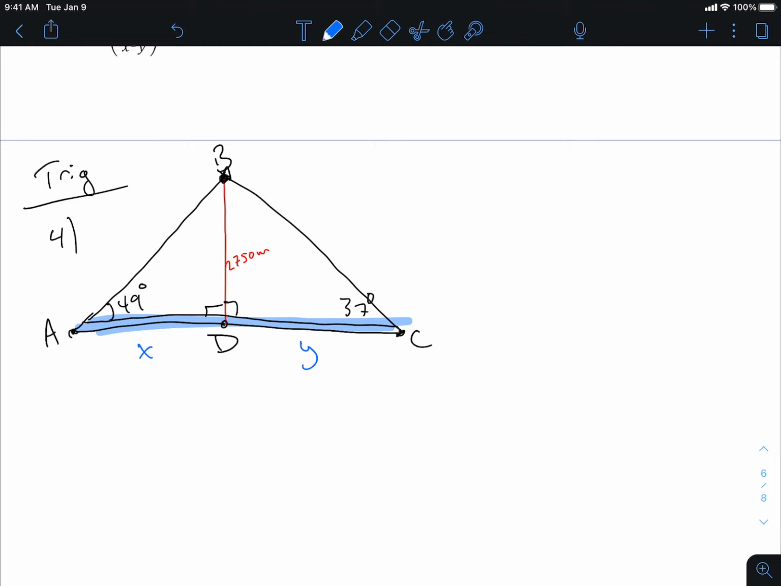We've kind of already done this. You guys remember the question where we were standing in a building and we looked up to the top and looked down to the bottom and we found x and y, the two pieces, and we found the total height of the building? This is the same question. We're just going to turn it on its side now. Any questions so far?